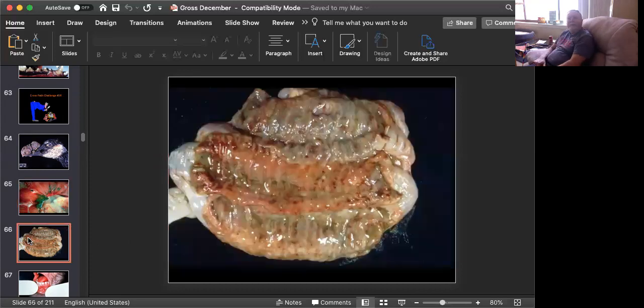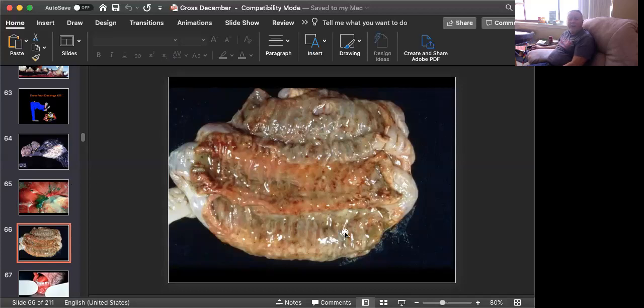Slide number 3 is tissue from a pig. Can you give me a morphologic diagnosis and 2 possible causes? Okay, time's up. We're looking at the spiral colon.